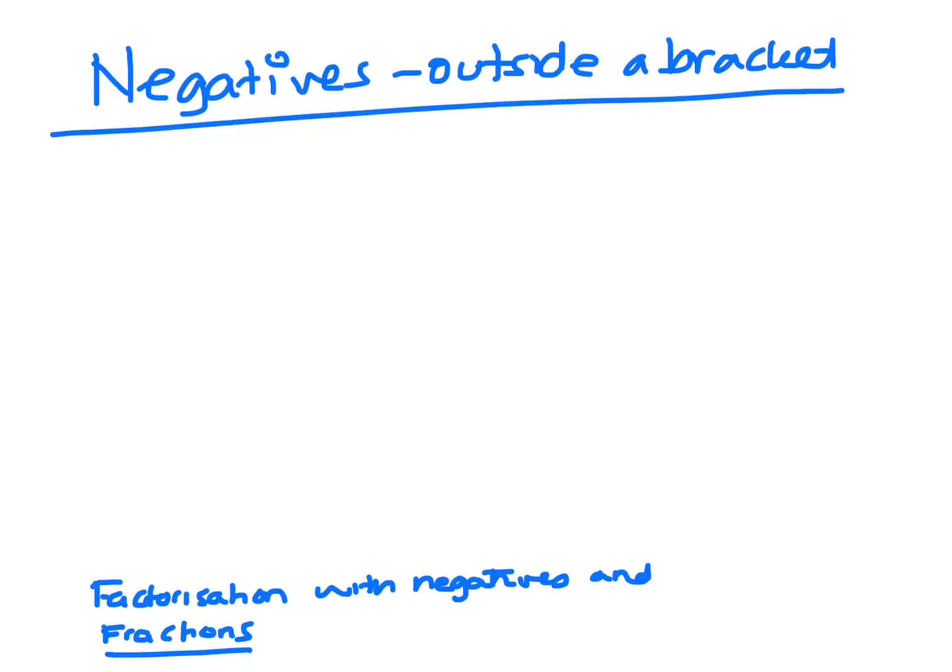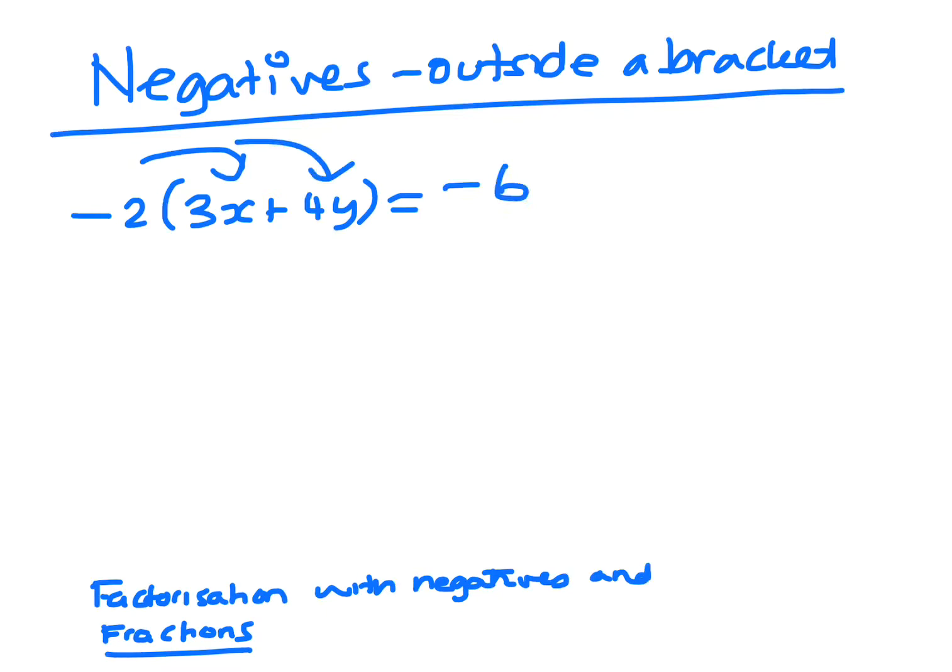Okay, I just want to talk about negatives outside the bracket. So if you have minus 2(3x + 4y), that is equal to minus 6x minus 8y. Okay, because you multiply by what's inside. And notice the sign changes.